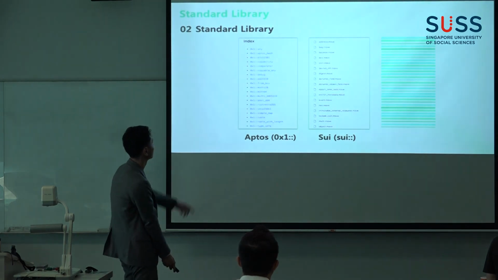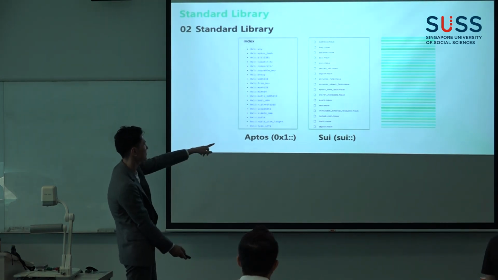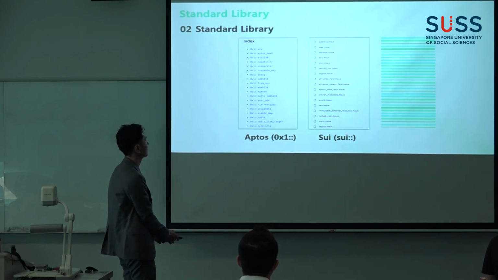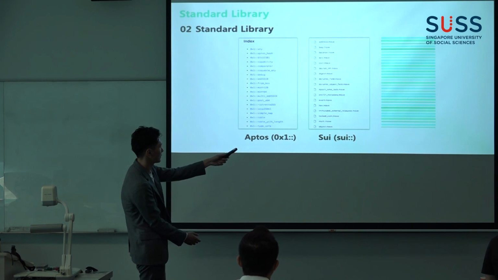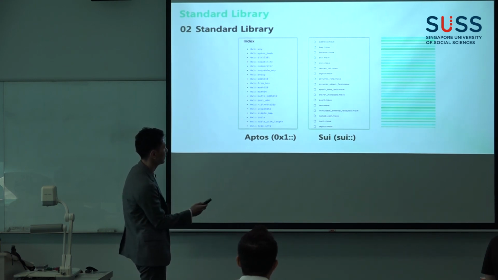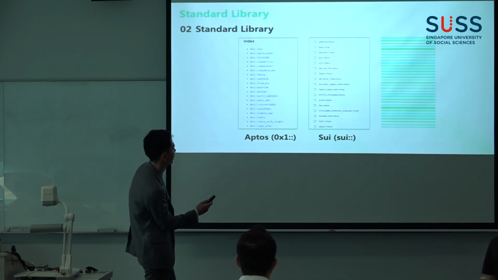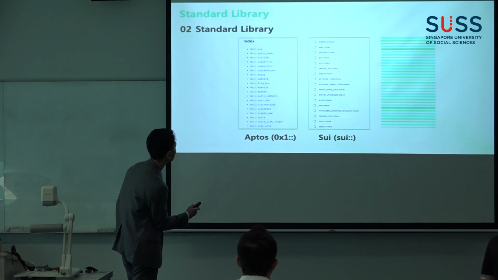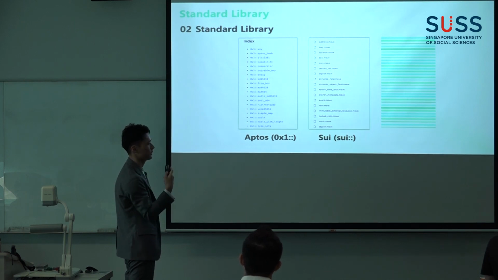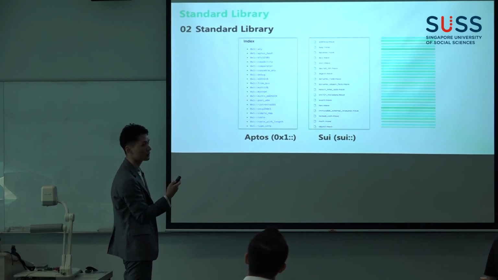So we can go to the GitHub pages of Aptos and Sui to check out what standard libraries they are using. As we can see, Sui has significantly more standard libraries than Aptos, so it's worth taking a look at. Getting into those details of the code will give you a better understanding of what this chain is built for.